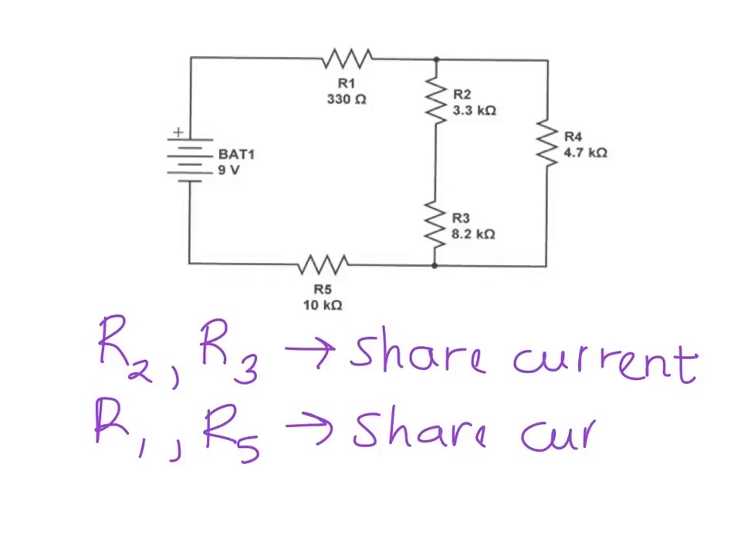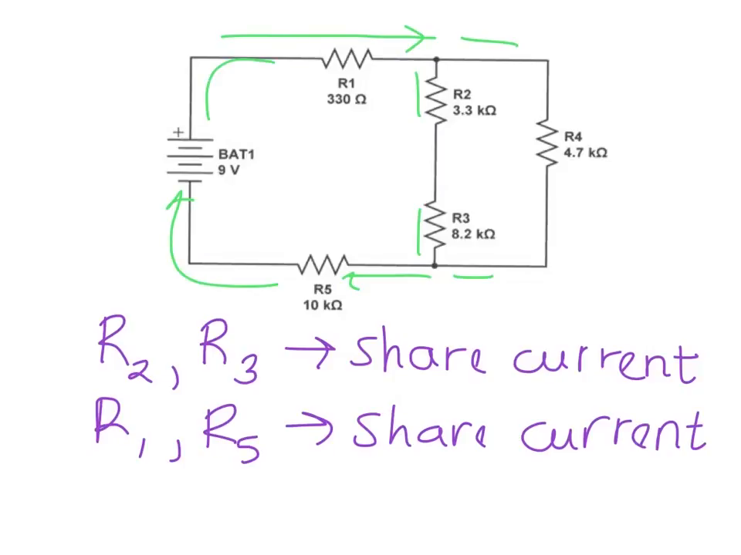Now, is it the same current as R2 and R3? No, because they're not in the same branch. Anything that gets to this point has to split, but then it comes back together again to be what it was before. Conservation of charge, right? And so I'll end up having R1 and R5 in series with each other, which means they have the same current running through them. So R2 and R3 have the same current running through them. R1 and R5 have the same current running through them. And R4 has a different amount of current running through it. That one's kind of on its own.